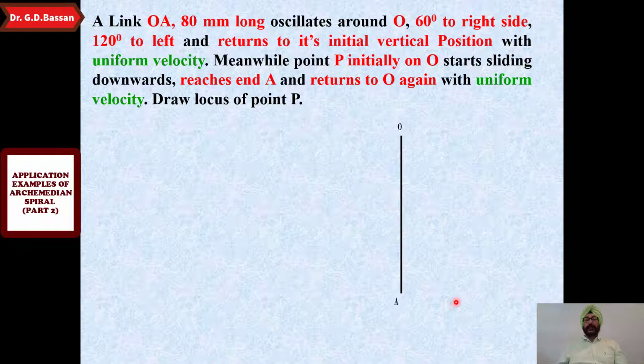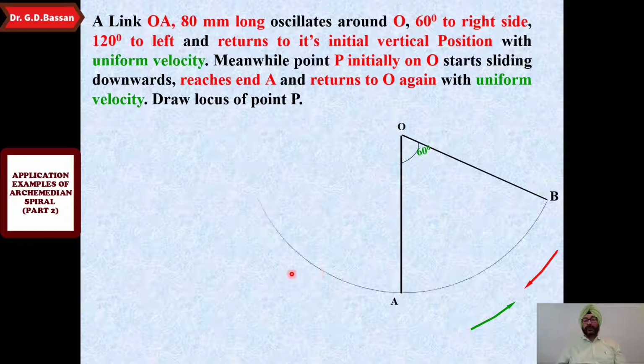Draw a link OA equal to 80 mm. Now it is moving towards the right to 60 degree angle. So draw a line OB at 60 degree angle in the anti-clockwise direction, to the right of the link OA. Now from OB it goes back 120 degree to the left, so 60 degree it will come to the horizontal position and again 60 degree on the left hand side of the link OA. So we get the position of link OC, which is at 120 degree from OB and 60 degree to the link OA.